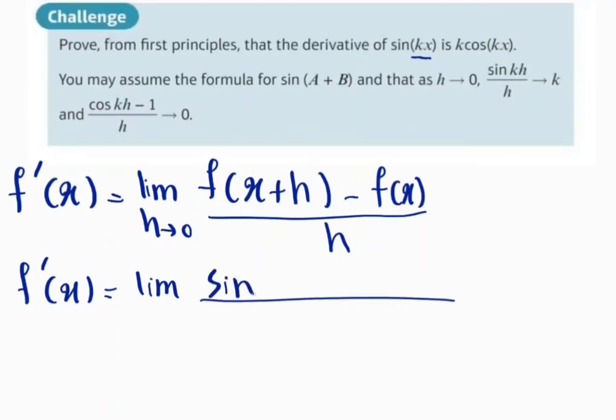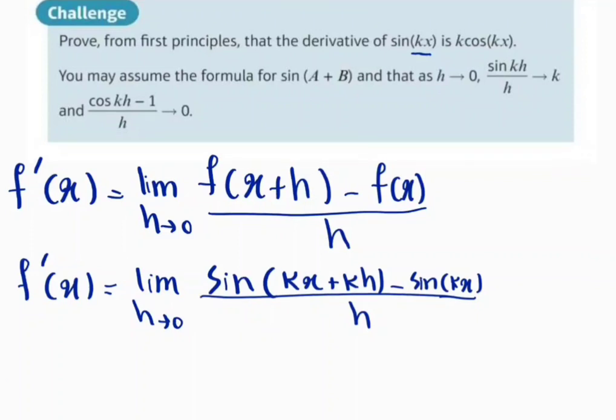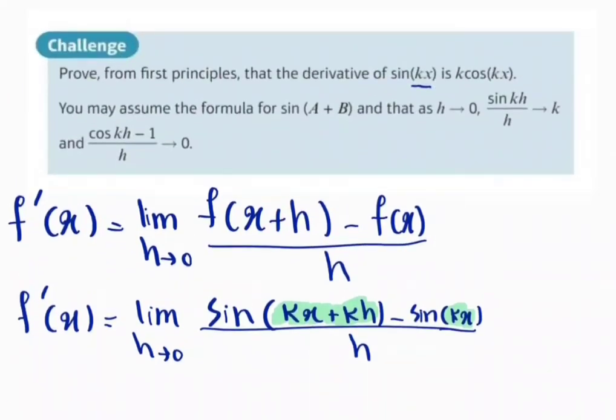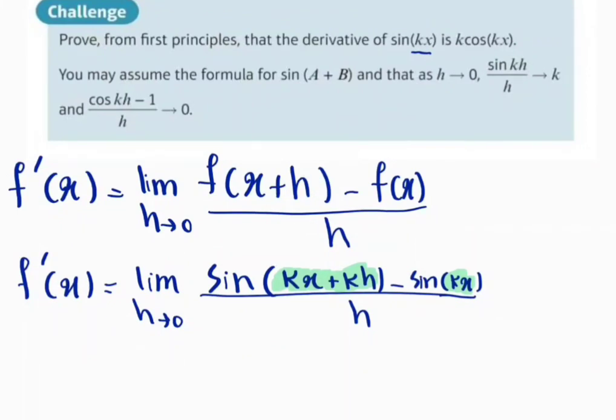So since our function is sine, we write sine, then sine kx plus kh minus sine kx over h as h tends to 0. In this question, it is quite important to note that here should be kx, kh, and here is also kx. Because our original function is sine kx, that's why here we substitute kx.